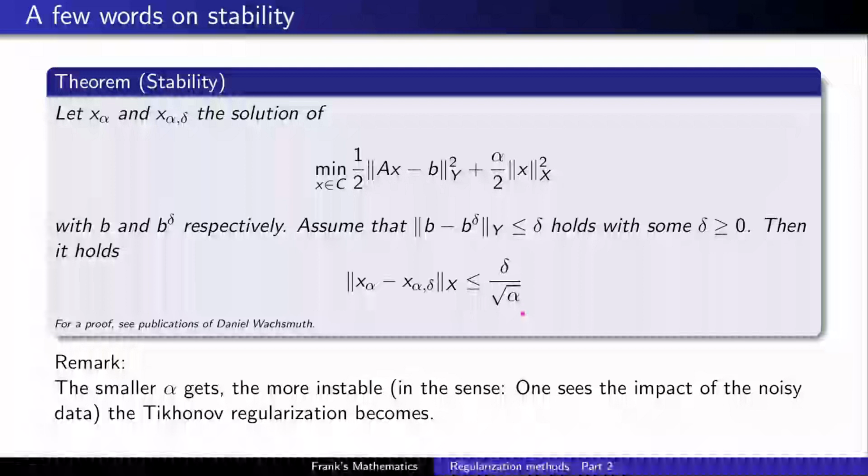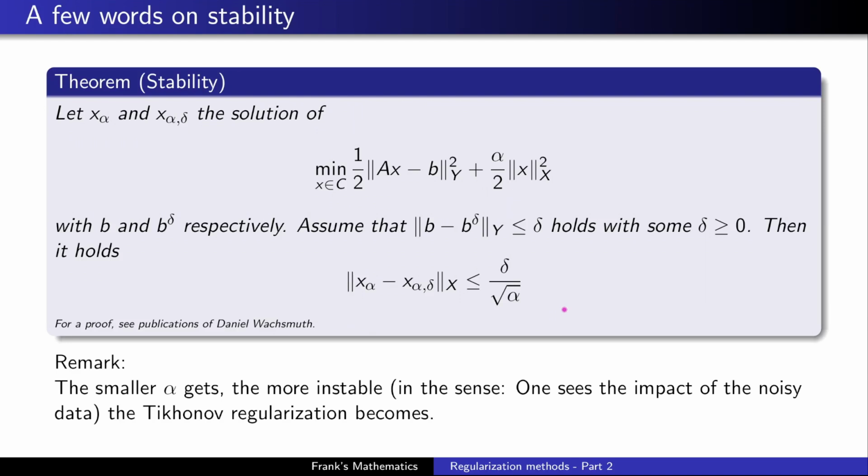So what does this mean? First of all, this means we do have stability. This is good. However, the smaller alpha gets, the more unstable this Tikhonov regularization becomes. And with unstable, I mean numerical artifacts will appear and we will see the impact of the noisy data. And this scales, of course, with delta, but the problem here is alpha. Because sometimes you have to choose alpha really small in order to get a good result. But then you will run into instability issues.